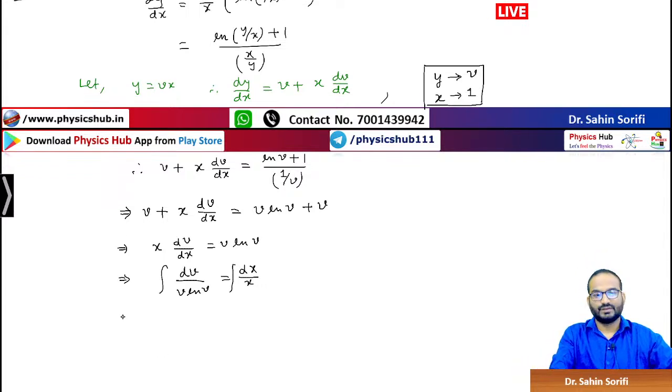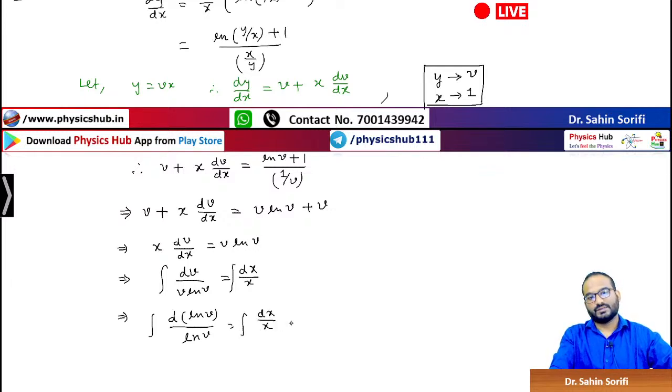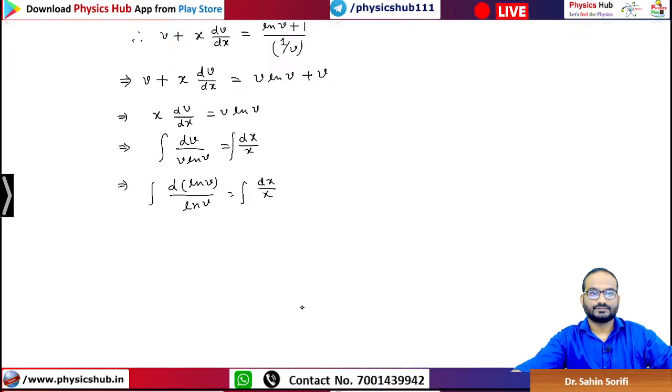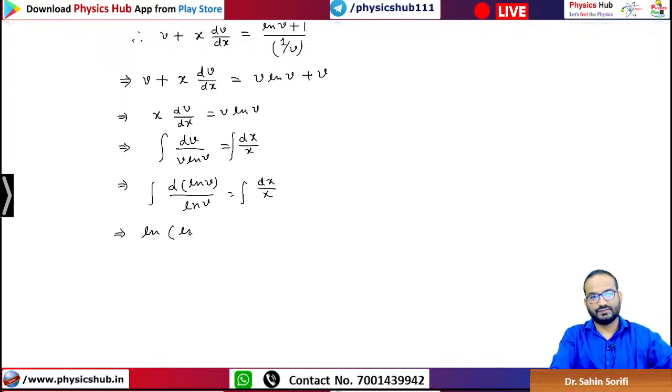Let us see. Look, 1 by v. Can we not write d of ln v divided by ln v? d of ln v is 1 by v dv. So 1 by v dv we have written as d of ln v, equals dx by x. So what is the integration of dx by x? It is ln x. So ln of ln v equals ln x plus c.